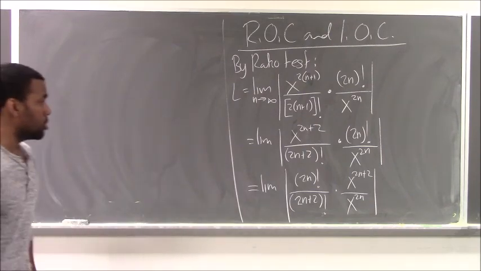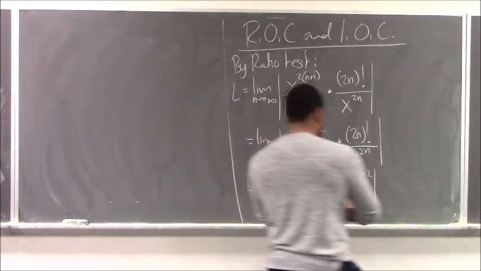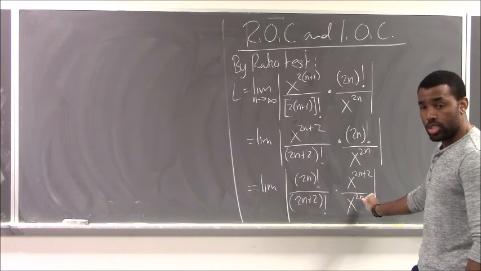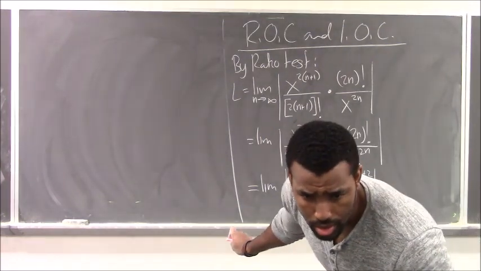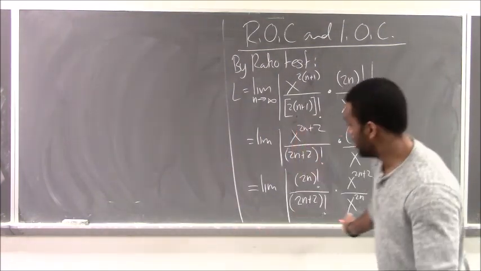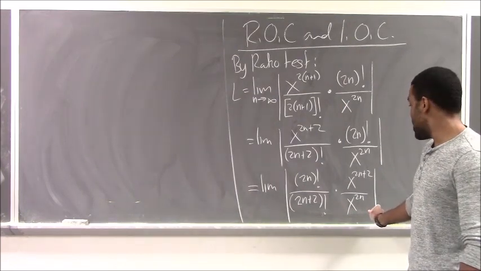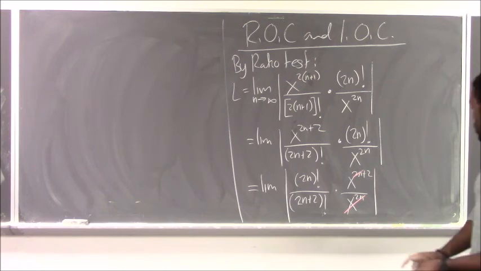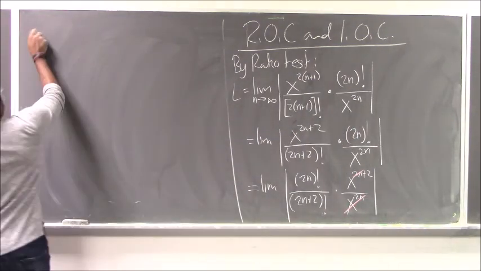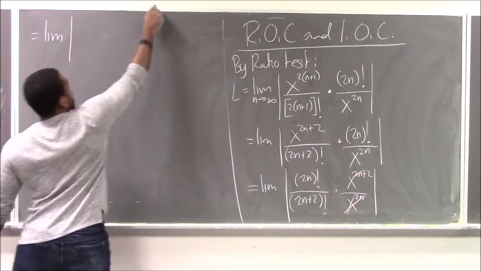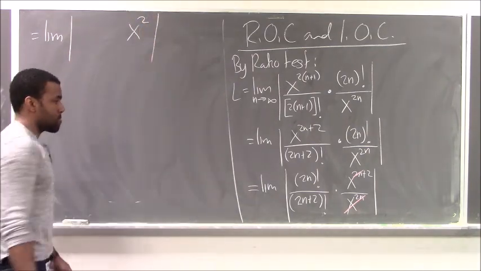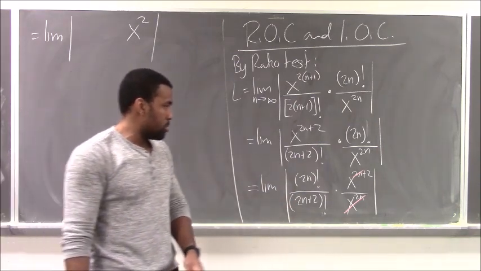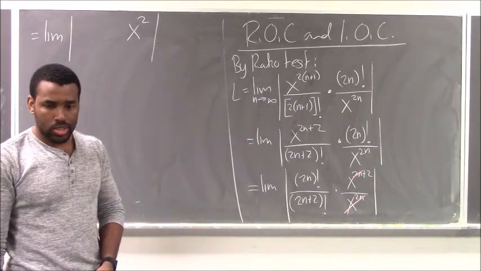Right, that's correct. So x to the 2n cancels into the x to the 2n there, so I'm left over with an x squared. Now, you said that this was 1 over 2n plus 2 times 2n plus 1. How'd you get that?